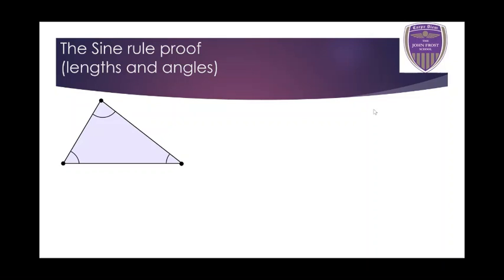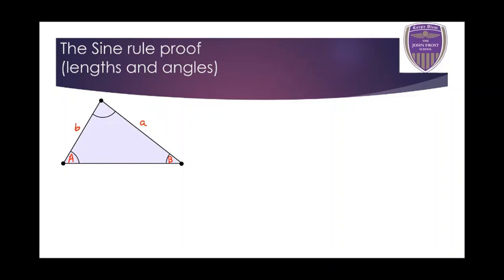So if we've got a triangle and it's got three angles inside it, we would label the sides in lowercase letters, so lowercase a, b, and c, and the angles opposite those sides would be the capital version of those letters, okay? So angle A is opposite side A, angle B is opposite side B, and angle C is opposite side C. Okay, so for the sine proof, we don't actually need side or angle C.